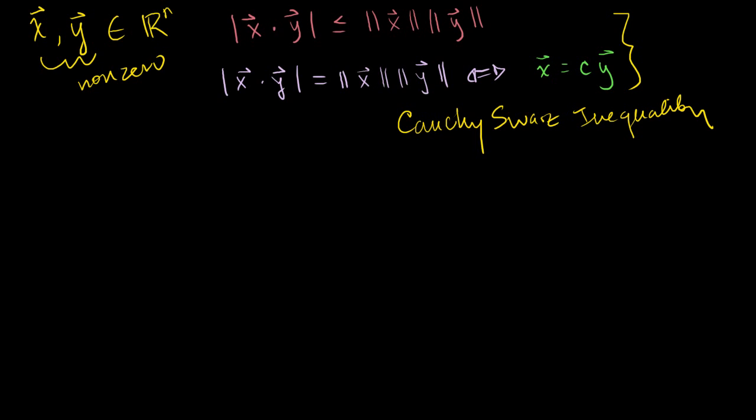So let me just construct a somewhat artificial function. Let me construct some function that's a function of some scalar t. Let me define p of t to be equal to the length of the vector t times y minus x, squared. This is going to be a vector now. Before I move forward, I want to make one little point here.